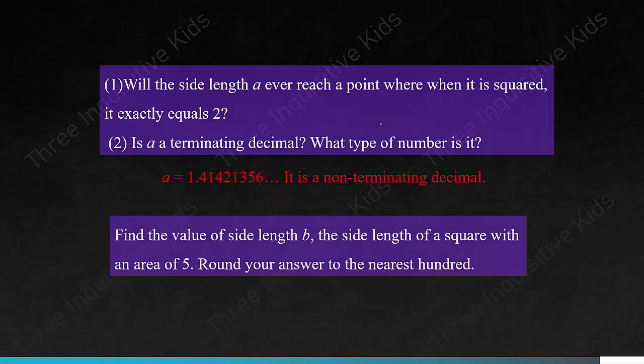Find the value of side length B, the side length of a square with an area of 5. Round your answer to the nearest 100th. So this is another practice problem like what we just did. Again, if you try to find the square root of 5, you're going to get another non-terminating decimal. A and B, these two side lengths, their values keep going on and on forever into infinity. But it's not like 3.11111 and it keeps going on forever. It has no pattern to it. It's basically just a lot of random numbers stacked together to form a non-terminating decimal.